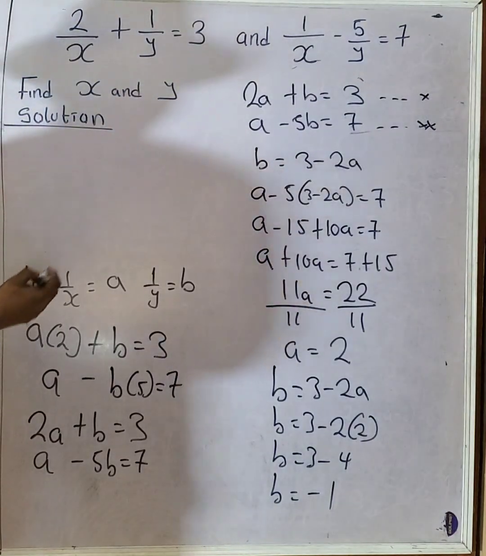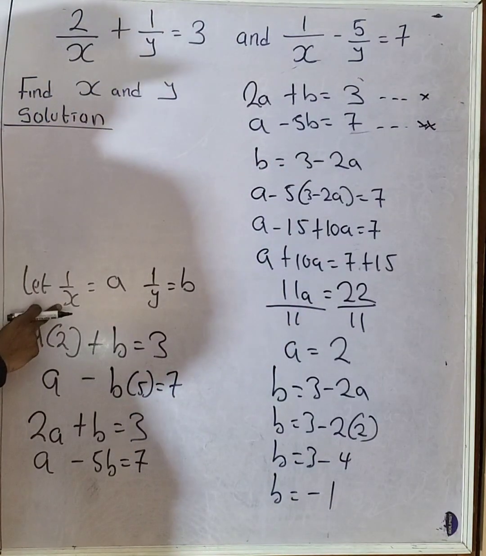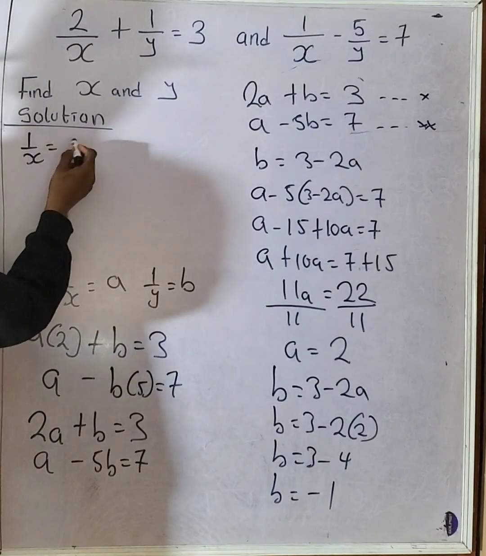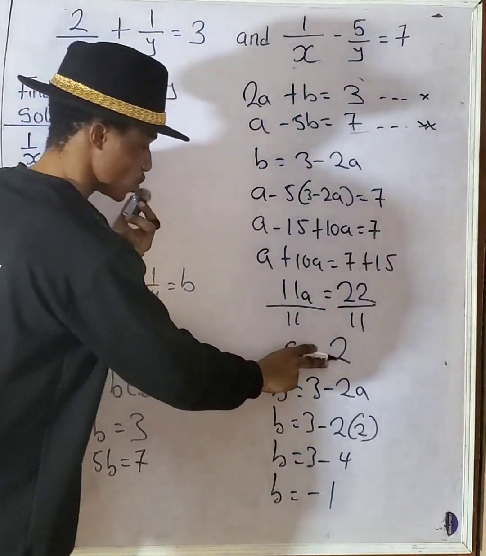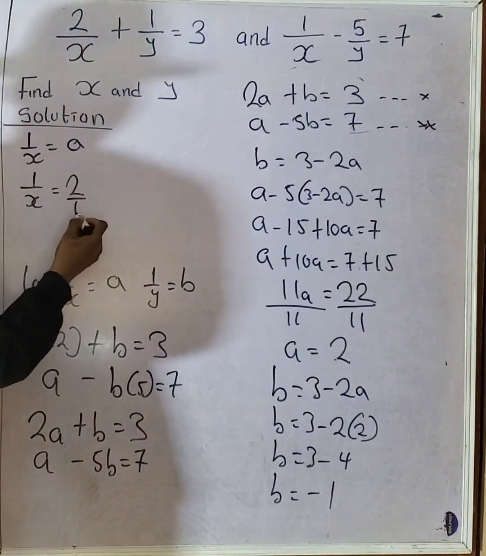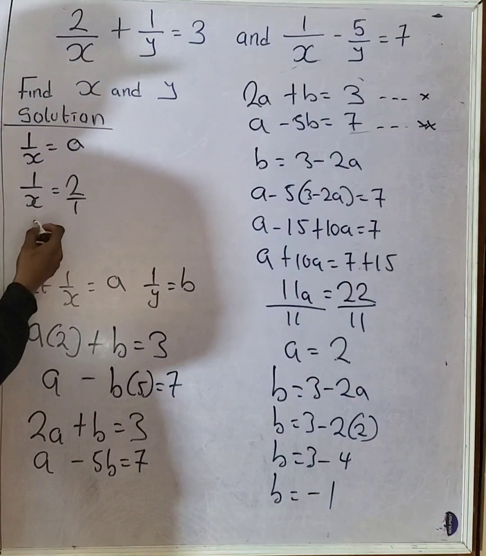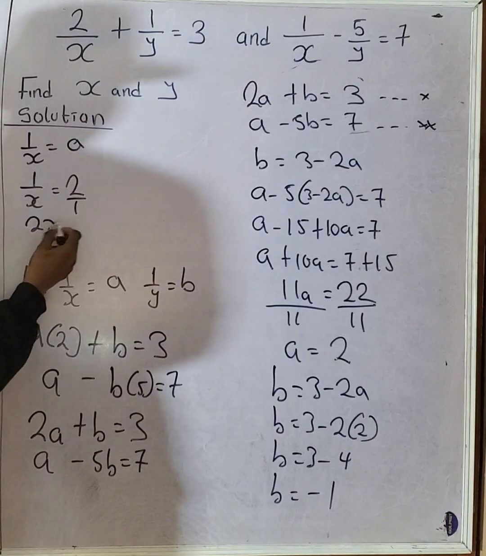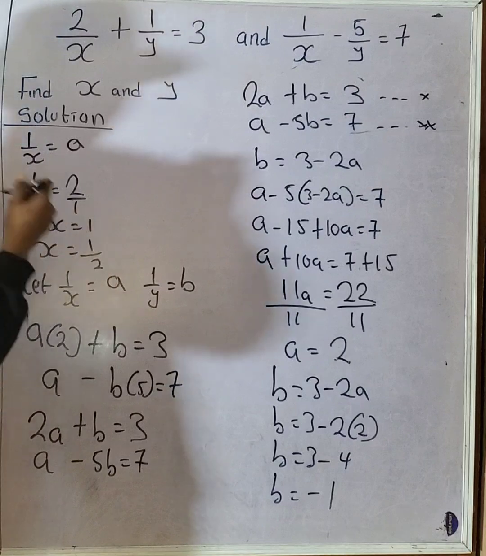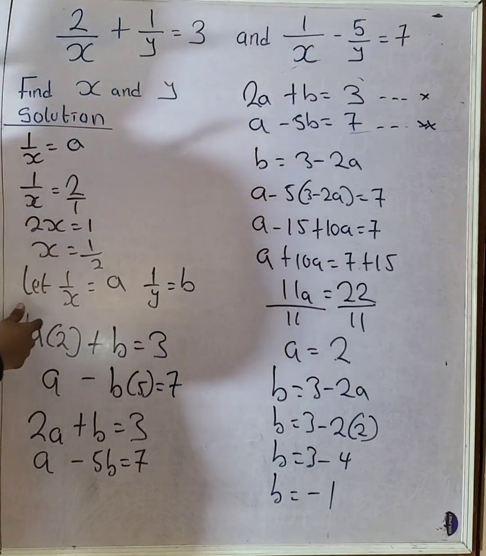Now listen, we have let 1 over x equal a. a is 2, right? So I'm going to have 1 over x equals 2. Cross multiply. I'm going to have x times 2, that is 2x. 2x equals 1. x equals 1 over 2. So the first value, which is x, is 1 over 2.